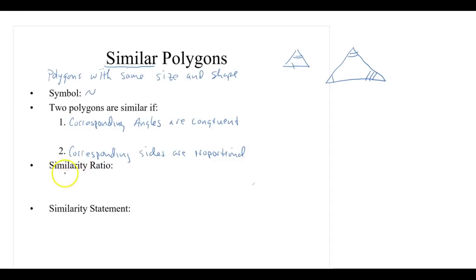Now what is a similarity ratio? Anytime we talk about similarity ratio, or another word is scale factor, what that means is it's basically the ratio of the corresponding sides.